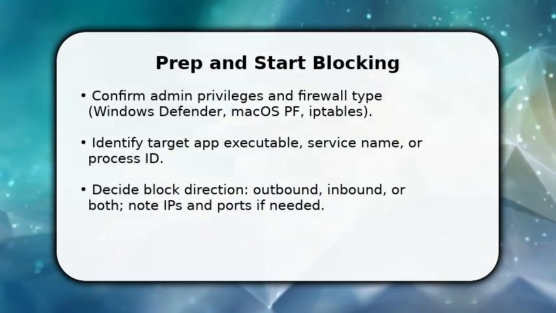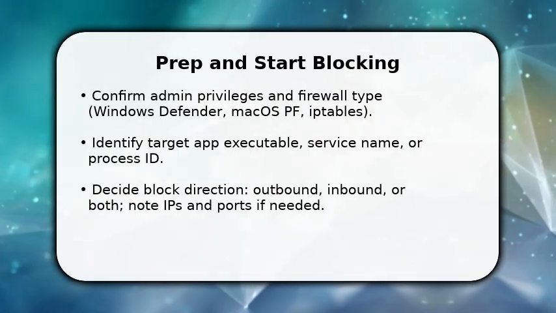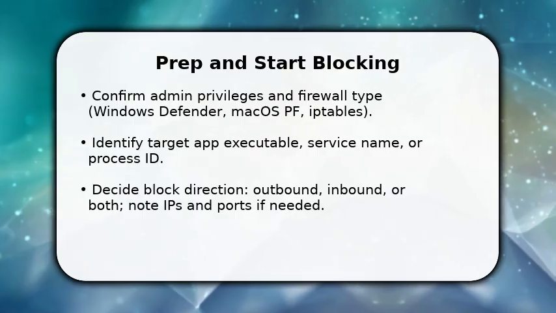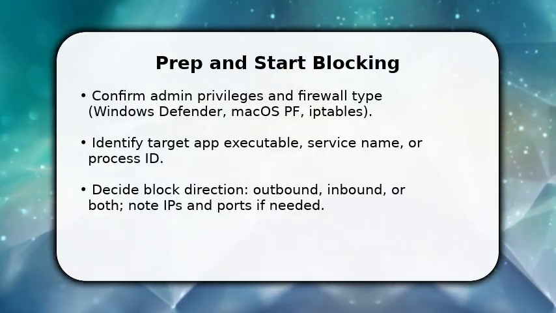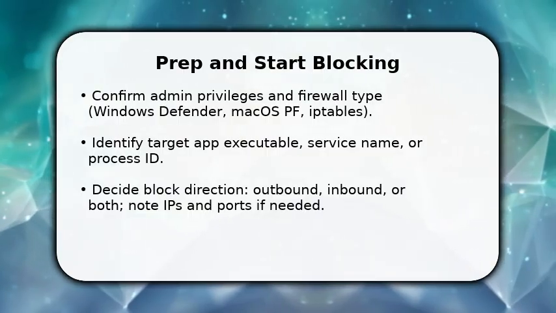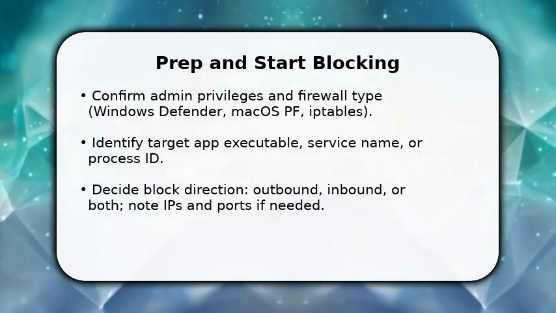Next, choose whether to block outbound traffic, inbound traffic, or both, and note any specific IP addresses or ports to restrict. Make sure to disable automatic rule overrides in security suites. This prevents other software from undoing your changes while you create the new rule.